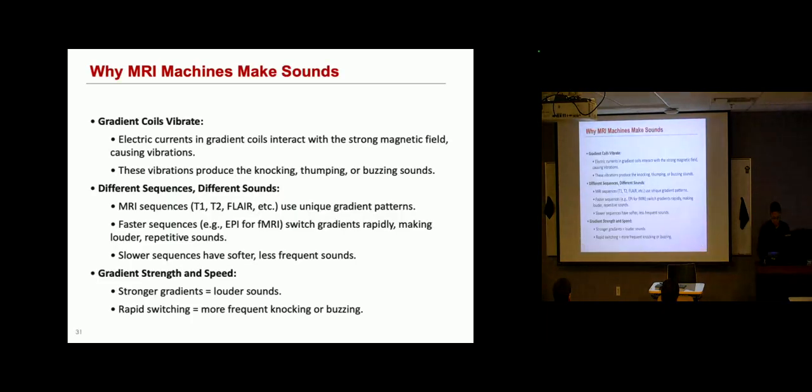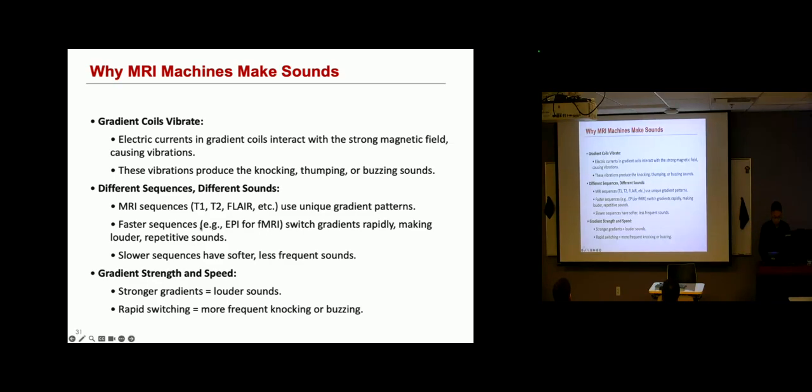Okay. But you may be wondering why these MRI machines make such loud noise. In the CT scan, I also showed a video of how they spin, and it seems awfully quiet. So why does MRI make such loud noise? There are several reasons. One is that these gradient coils vibrate, because they interact with this strong magnetic field. So they will cause vibration, and this vibration causes this kind of knocking and buzzing sound.